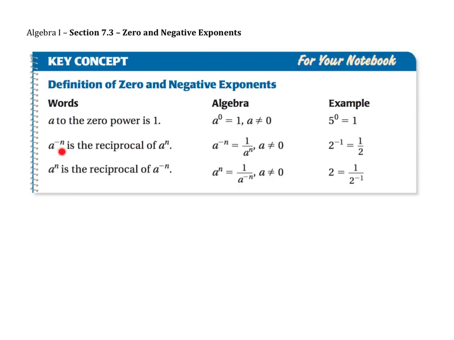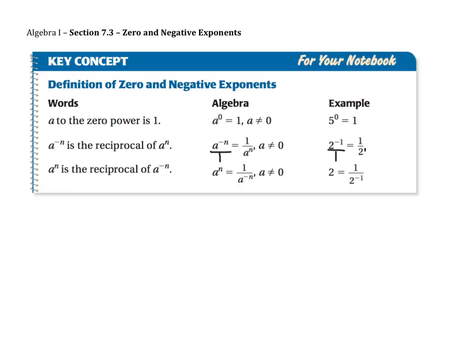Next, if I have a to the negative n power, it's the reciprocal, which means you just flip it over, of a to the positive n. So the way I like to think about this is if I have a to the negative n, that's technically over 1. So I have a negative exponent in the numerator. I can put that in the denominator and the exponent becomes positive. So for example, 2 to the negative first is technically over 1. So I can put that 2 in the denominator and it would become 1 over 2 to the positive first.